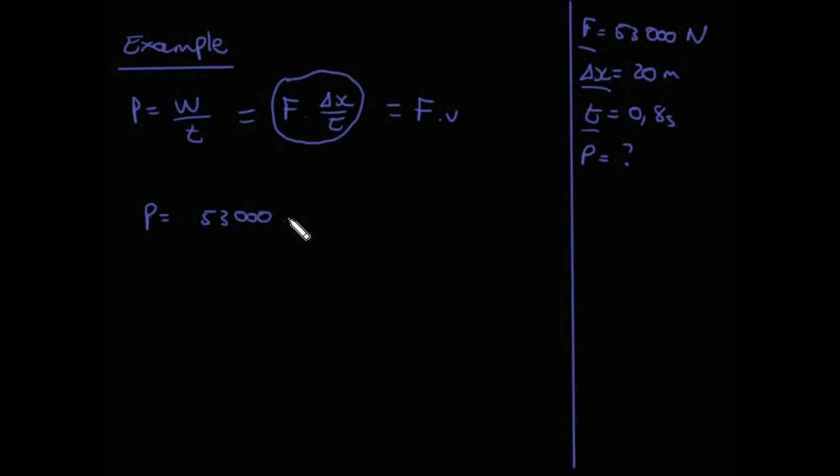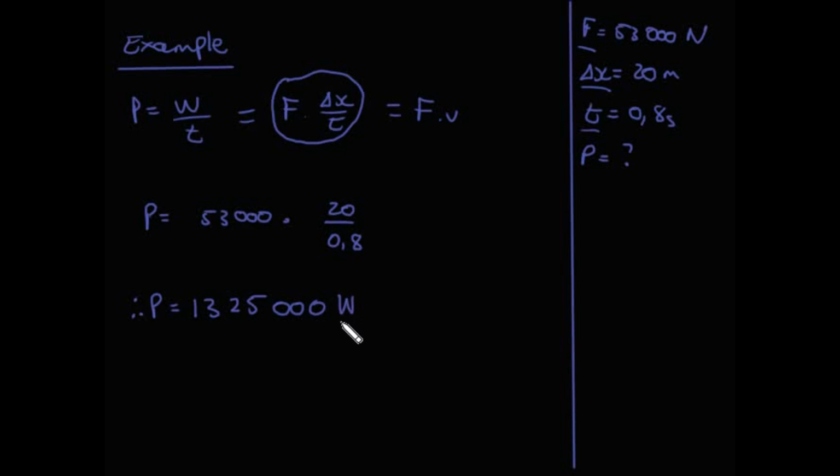53,000 multiplied by 20 over 0.8. Therefore P equals, and I'm doing this live on my calculator right now, 53,000 times 20 over 0.8 gives us a huge force, or a huge power, sorry, of 1,325,000, which is 1,325,000 watts.